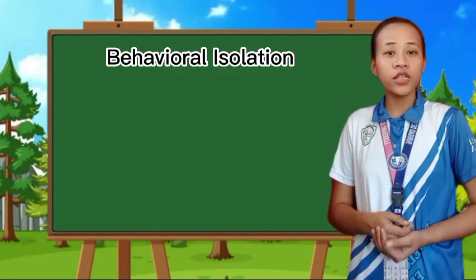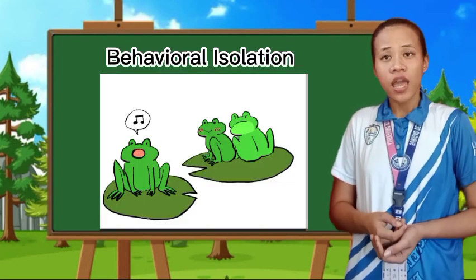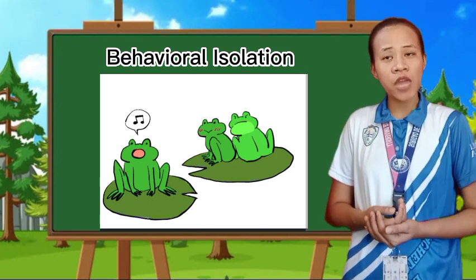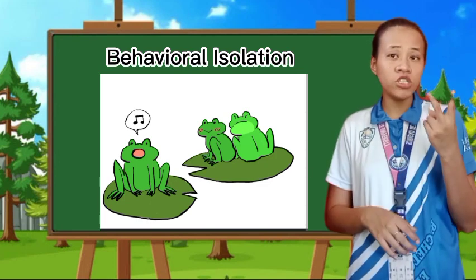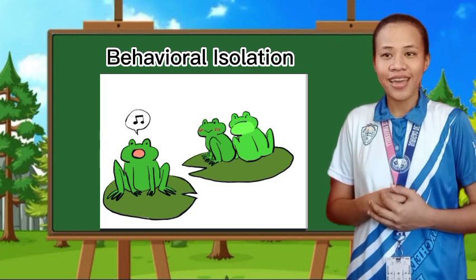We have behavioral isolation. What is behavioral isolation? It is the presence or absence of specific behavior that prevents reproduction between two species from taking place.